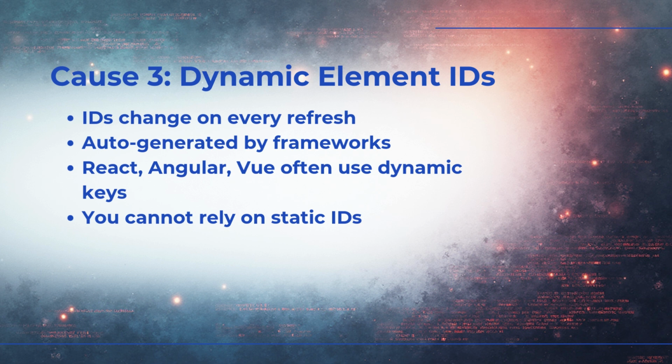So if your locator uses these IDs, Selenium will look for an ID that used to be correct, but no longer exists now. So conceptually, this is about unstable HTML attributes. If the identifier changes, Selenium is searching for a non-existent element, and the exception is guaranteed in that case.